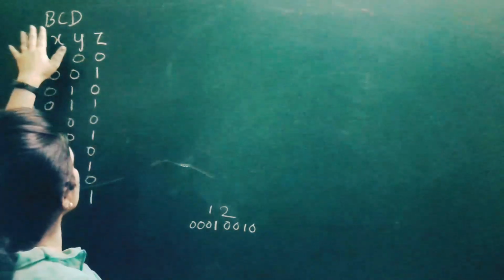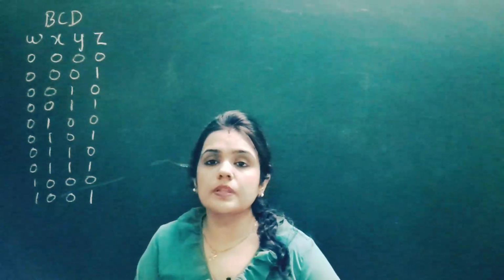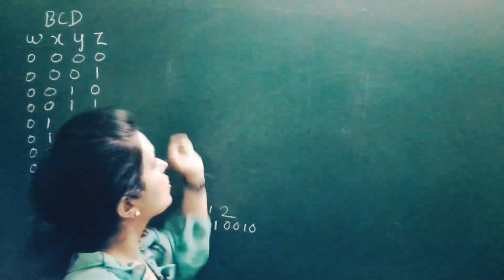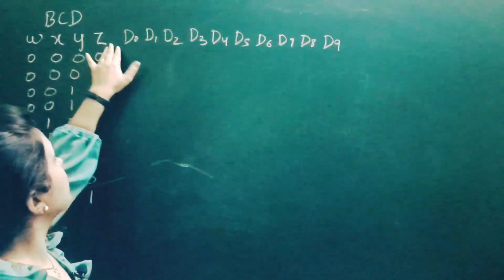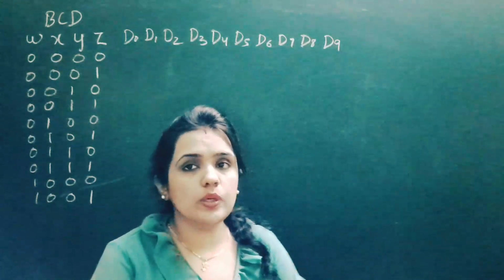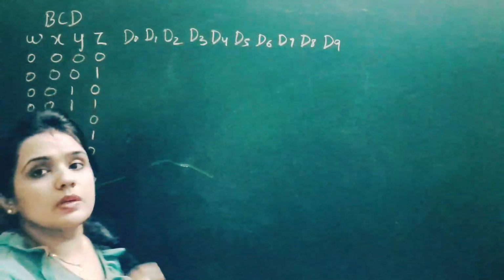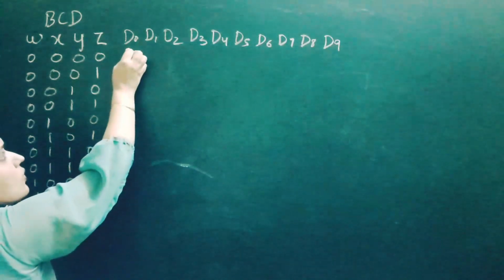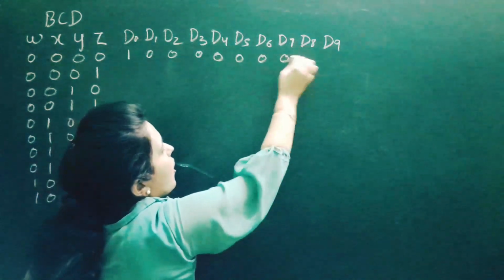So the number of input lines will be 4, and what will be the number of output lines? It will be 10. From D0 to D9 will be the output lines. So W, X, Y, Z will be the input lines, the input BCD number, and D0 to D9 will be the output lines. Now if W, X, Y, Z is 0, 0, 0, 0, what is the decimal equivalent of this? It is 0. So in that case, D0 will be high and remaining lines will be 0.